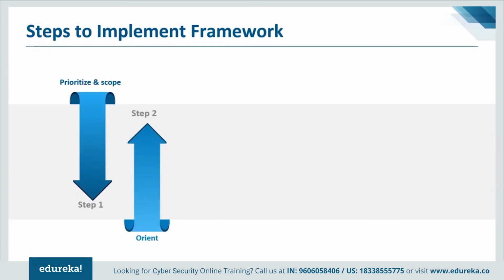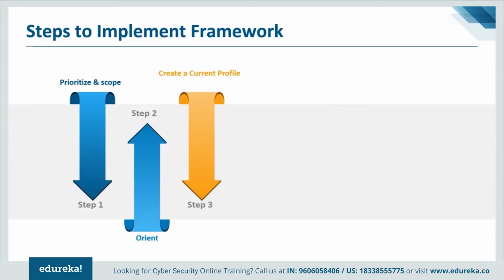Now, once the scope of the cybersecurity program has been determined for the business line or process, the organization identifies related systems and assets, regulatory requirements, and overall risk approach. The organization then consults sources to identify threats and vulnerabilities applicable to those systems and assets. So step 3 is to create a current profile.